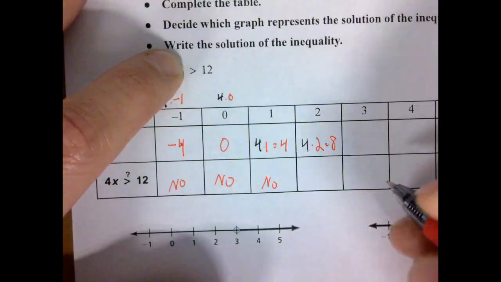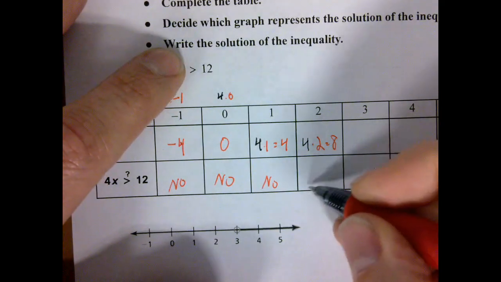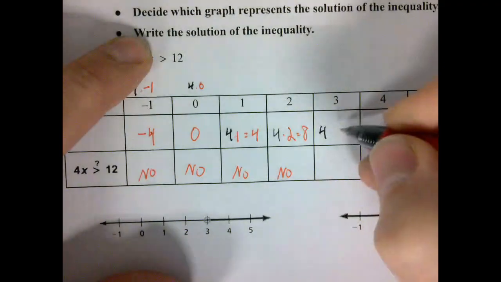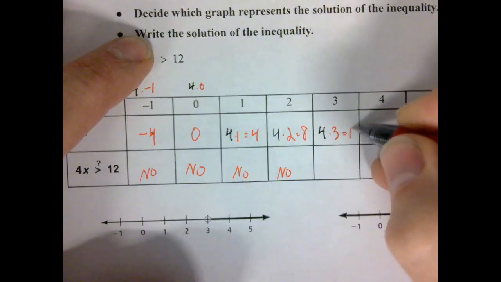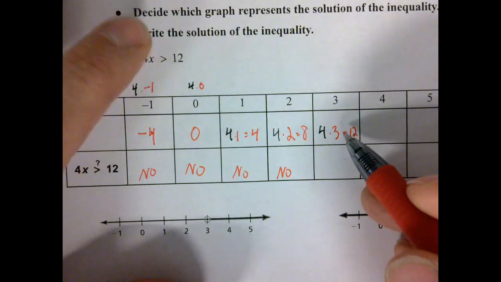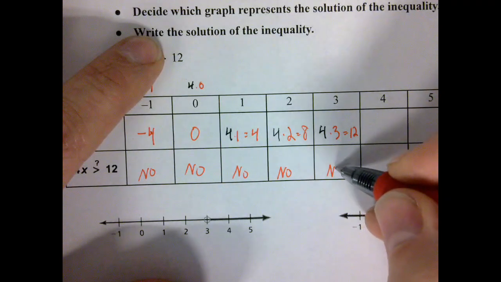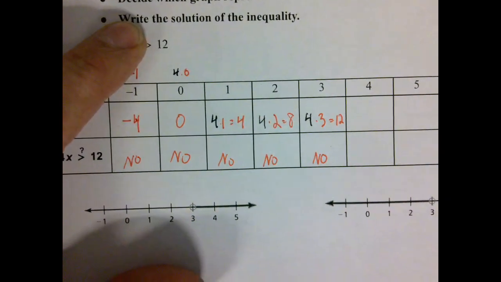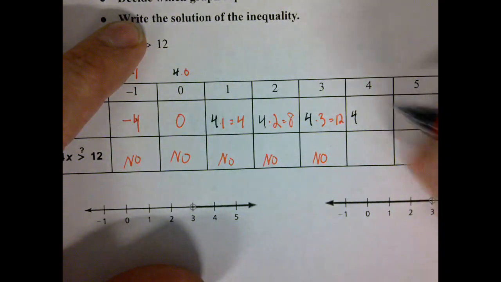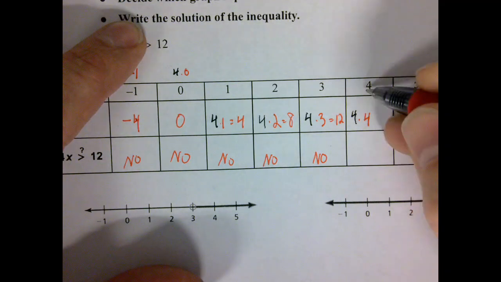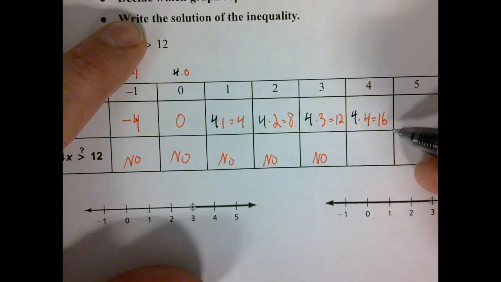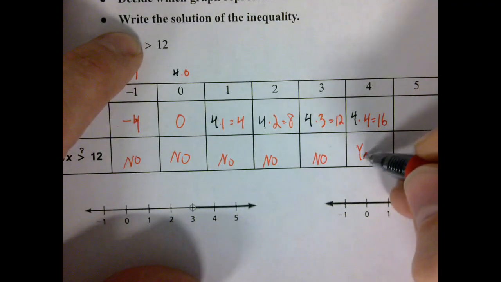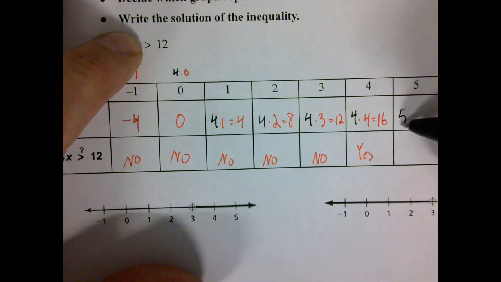What's up next? Take 4 times this 2. That gets you 8. Is 8 greater than 12? No. We're taking 4 times our x value, so here it's 4 times 3. 4 times 3 is 12. Careful. Is 12 greater than 12? No. That's why we have an open circle, because it is exactly 12. So now when we plug in our next x value, 4 times our 4 up here, that gets us 16. So now we check, is 16 greater than 12? Yes.